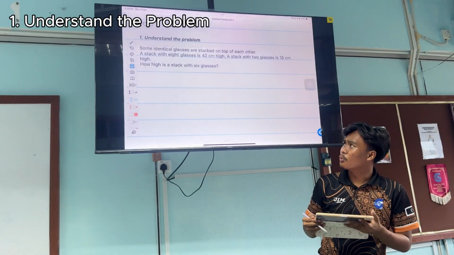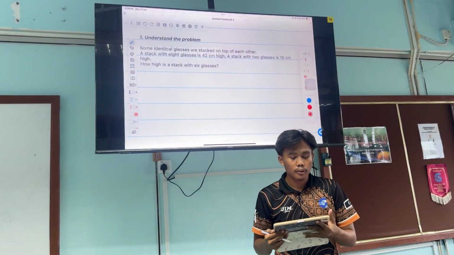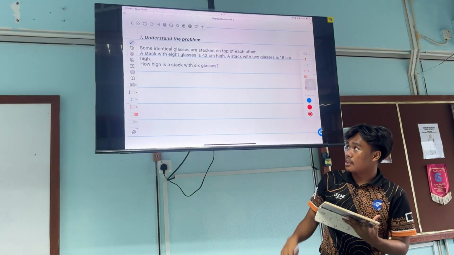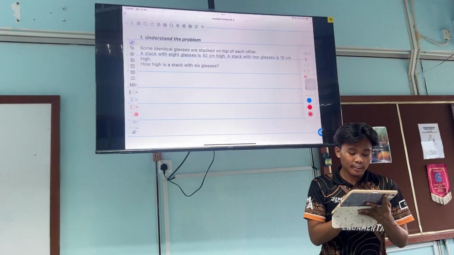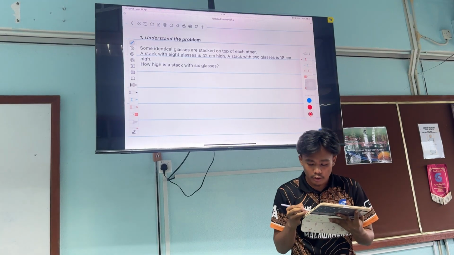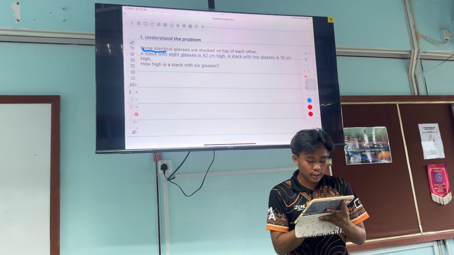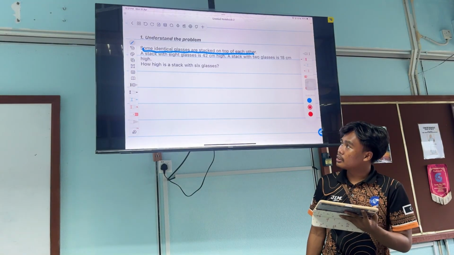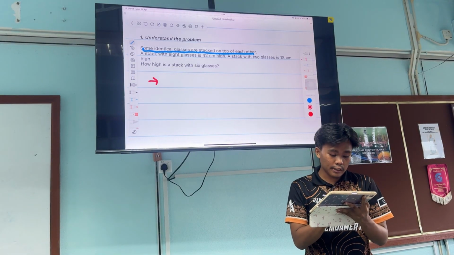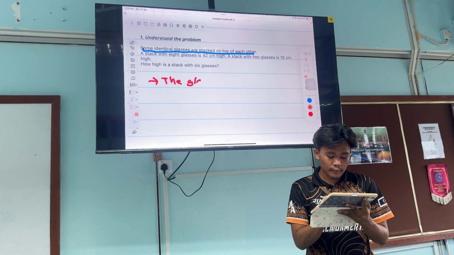First things first, we need to understand the problem. So we can highlight the important keys in this question. First, some identical glasses are stacked on top of each other. So we can highlight this as an important thing. In this sentence, we know that the glasses are stacked.